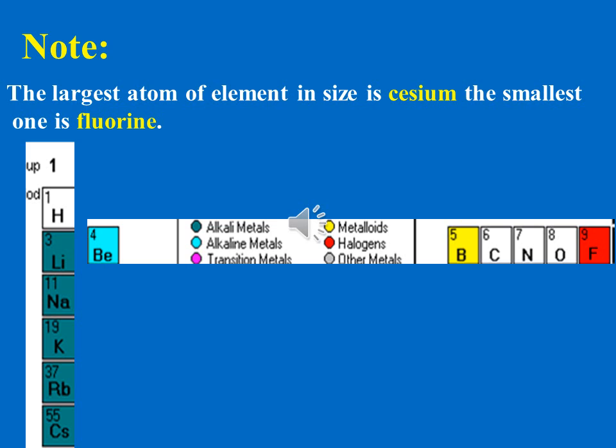First, atomic size. Atomic radius. What is the atomic radius? The atom looks like a circle or a ball. So the radius of the atom looks like the radius of a circle or the radius of a ball.